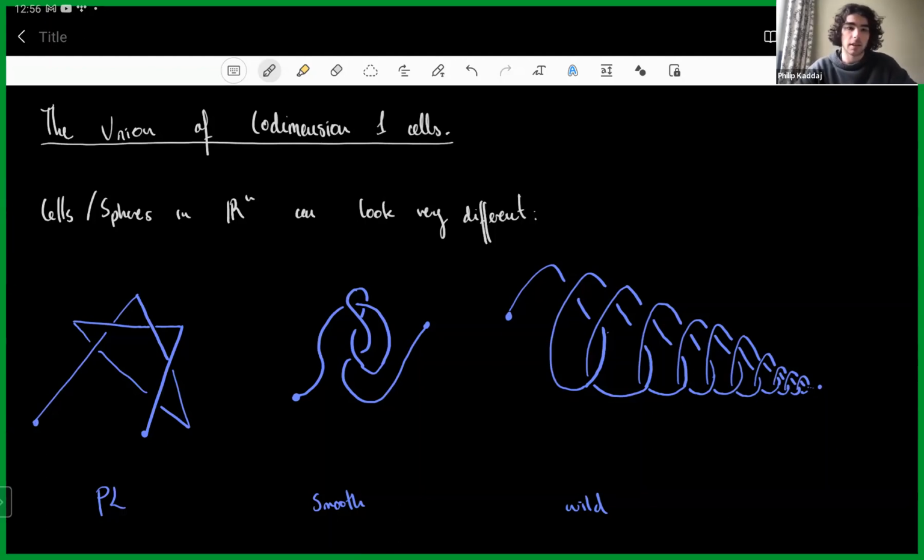That cells and spheres in Rn can look very different, and so here are some examples of one-dimensional cells in R3. So there's a PL, smooth, and wild cell, and the last example of a wild cell is the Fox-Artin cell, which Olga had in the sphere version. If you thicken this, take a tubular neighborhood of this and take its boundary, you get the sphere that was in Olga's pictures.